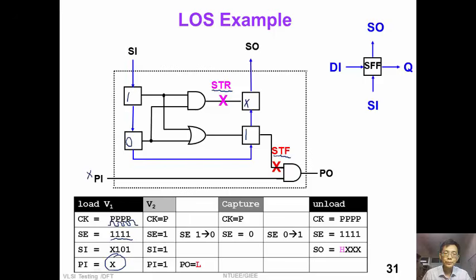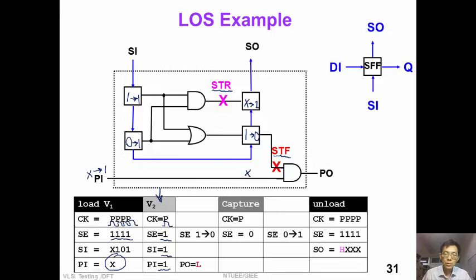For vector 2, we will pulse another clock, hold SE to 1. We apply one more bit of scan input, which is 1. So the contents in the flip-flop will be changed to 1. This bit will be changed to 0. And this bit will become 1. This bit will be also 1. At this time, we apply primary input 1.